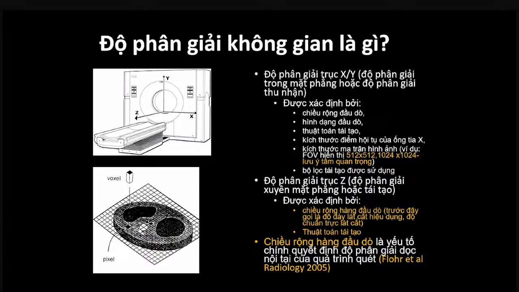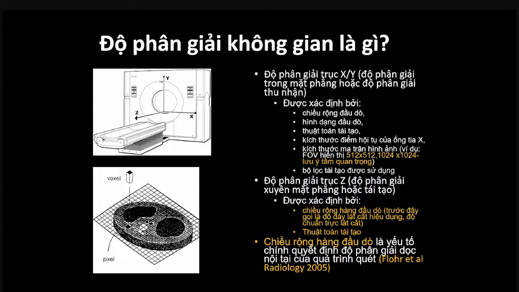Let's move to spatial resolution. What is spatial resolution? Spatial resolution in the XY axis, which is what is called acquired resolution or in-plane resolution, is determined by detector width, detector geometry, reconstruction algorithm, X-ray tube focal spot size, as well as the field of view or the image matrix size, which is usually 512 by 512. But there is now 1024 by 1024 available, which I will discuss later.